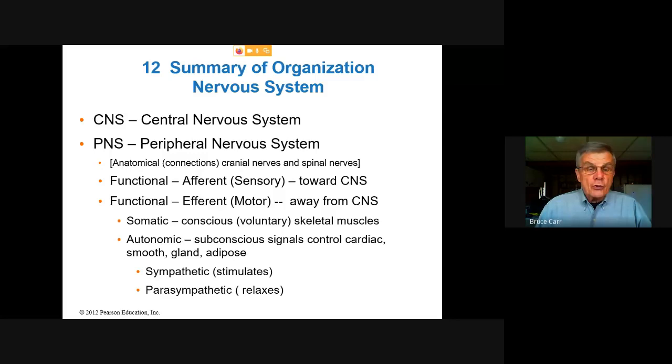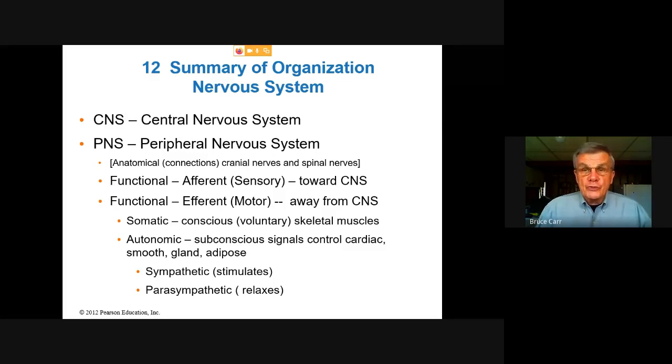Electrochemical impulses travel with the speed of light from one place to another, allowing us to have real-time sight and sound reactions. Now, looking at this first slide, we can see the breakdown, and there are 8 categories: the central nervous system and the peripheral nervous system. Central nervous system is the brain and spinal cord only. The peripheral nervous system are the peripheral nerves of the rest of the body.